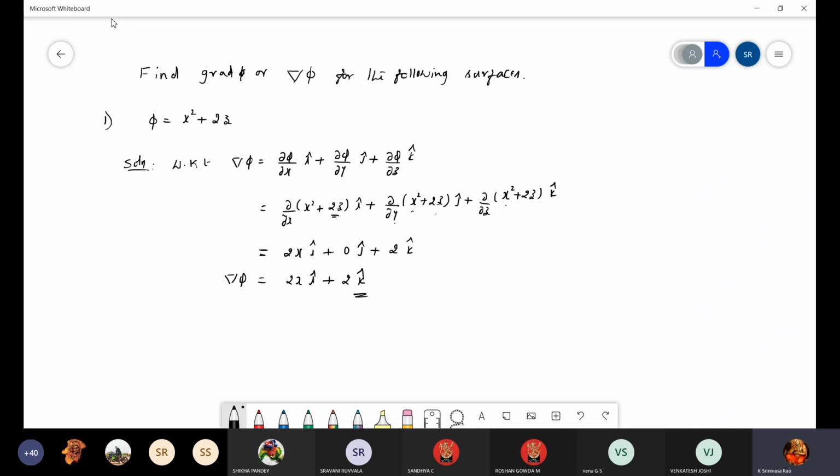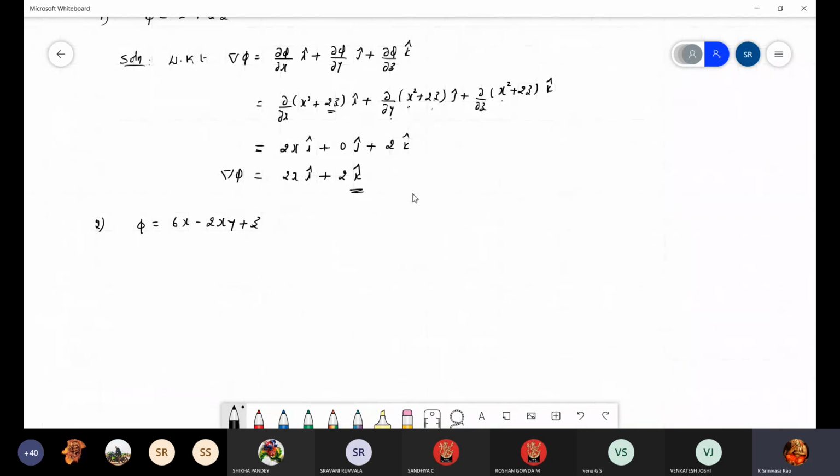Okay, second problem. Phi equals 6x minus 2xy plus z. First you have to write the formula. If you write the formula, you will get 1 mark. Solution.